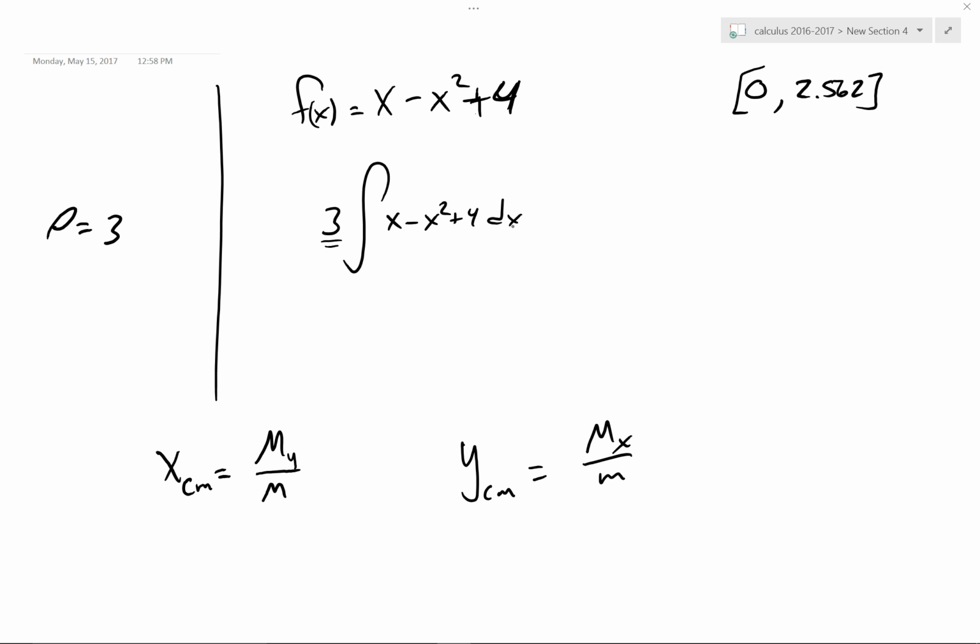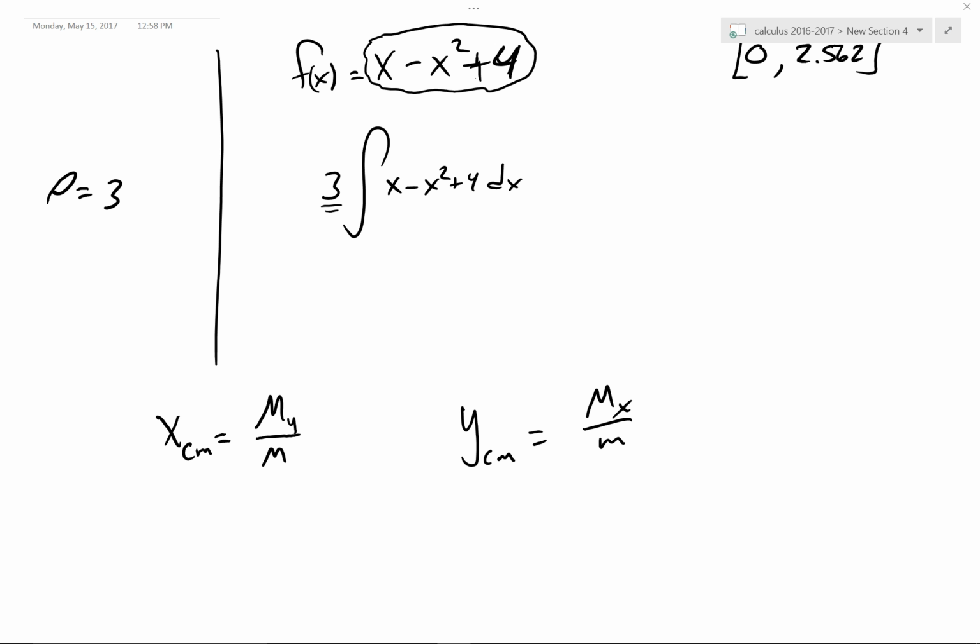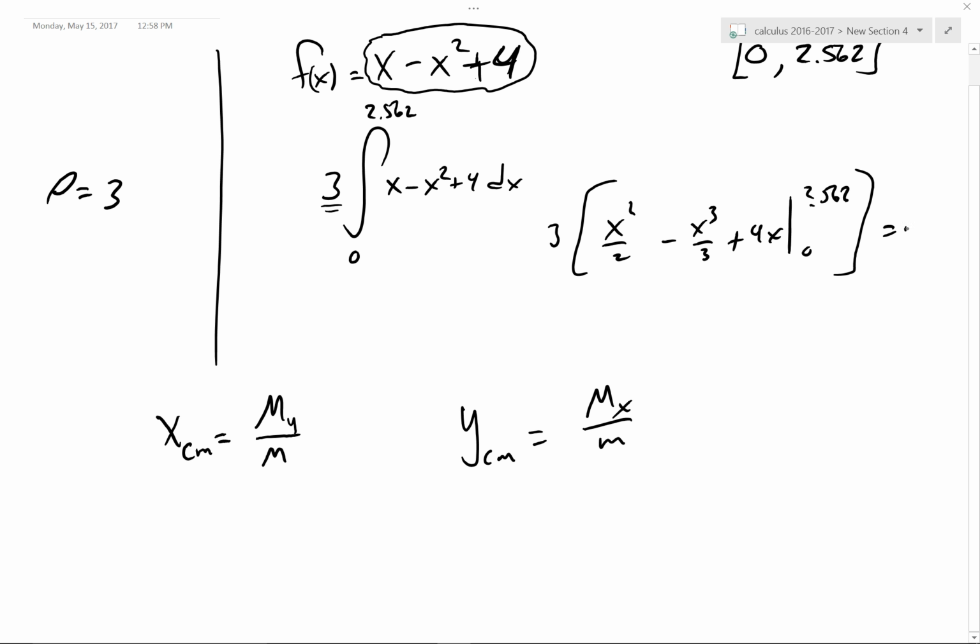Technically, you're like, well, not really the mass. Well, I should tell you this thing right here includes the thickness portion of it. In other words, I maybe have already multiplied it through by a thickness, if you will. And so I'm going to get from 0 to 2.562: x squared over 2 minus x cubed over 3 plus 4x, from 0 to 2.562, times 3. This is our mass. What does that come out to be?